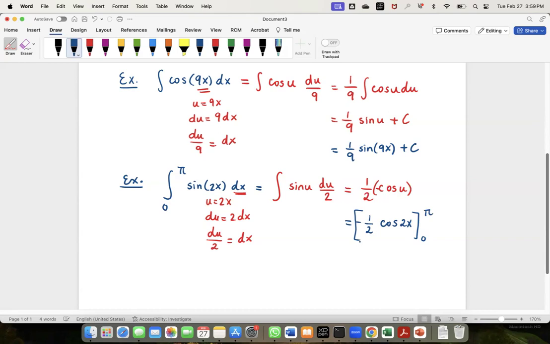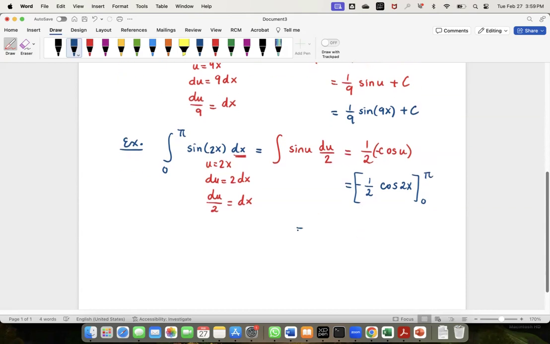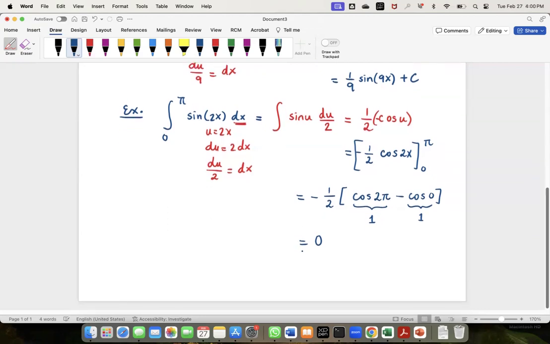That's what we have. So we just plug in the values. You can take negative 1/2 out, plug in pi, that's going to be cosine 2 pi minus cosine 0. Cosine 2 pi is 1 and cosine 0 is 1. So 1 minus 1 will be 0. So for the answer, we'll get 0. This is a similar example, just given as a definite integral.